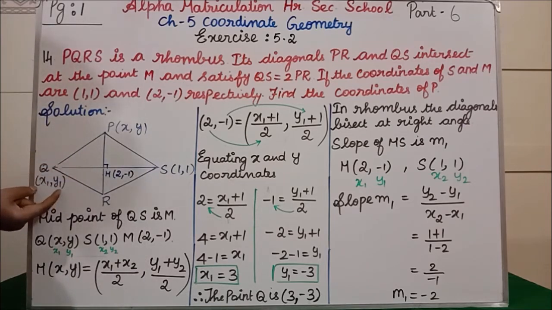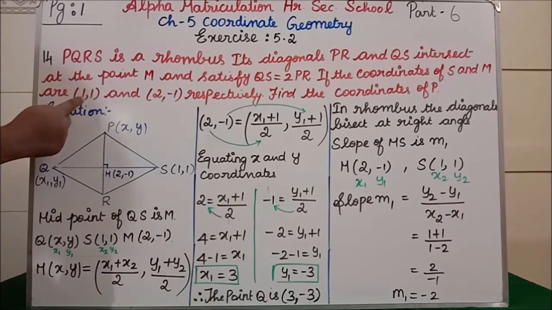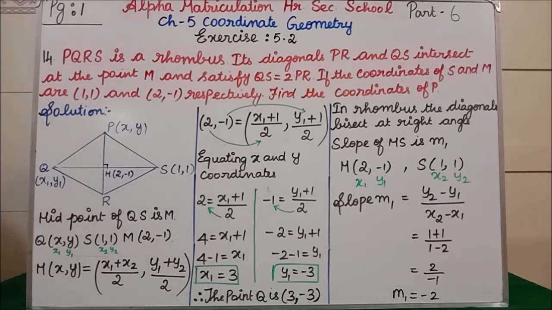So Q point what? We don't know, x, y we will take. S point is what? 1, 1, that is given in the question. Similarly, midpoint means M. We all know the diagonals bisect each other in the rhombus. Bisect means it divides into equal halves, at 90 degrees.